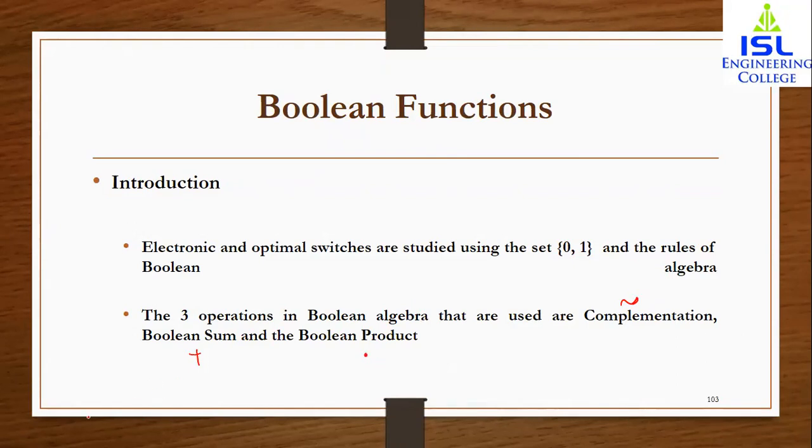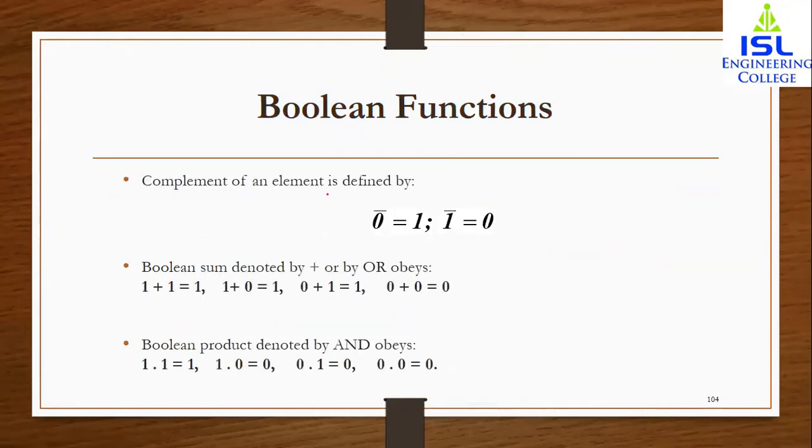Okay, so here also the complement of an element is denoted with a bar. So we denote it with a bar. So 0 bar will be equal to 1, and 1 bar will be equal to 0. That is, we have to take the opposite. Boolean sum is denoted by plus or by OR, capital OR.